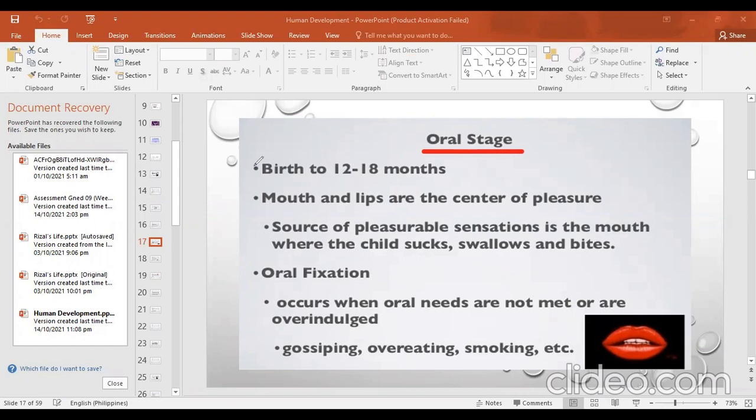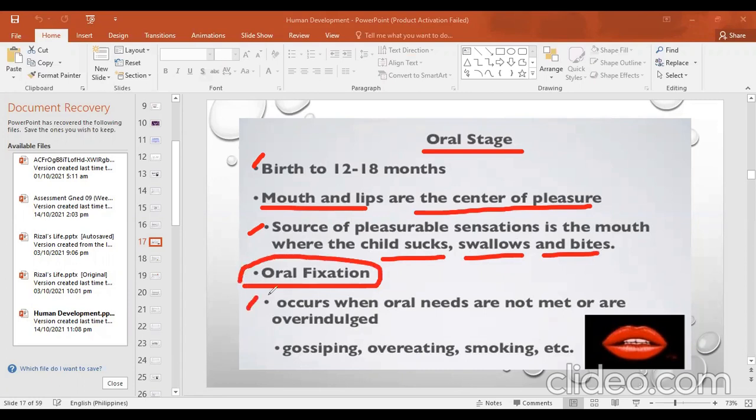So ang age niya from birth to 12 to 18 months, or 0 to 1 year old. So ang focus ng libido dito, yung unconscious desire niya, is the mouth and lips. Kumbaga, are the center of pleasure. So the source of pleasurable sensation is the mouth, where the child sucks, swallows, and also bites. Ito yung kailangan makuha ng bata. No? And once na mapigilan yon, nagkakaroon tayo ng oral fixation.